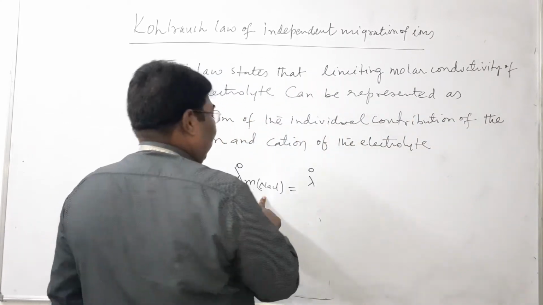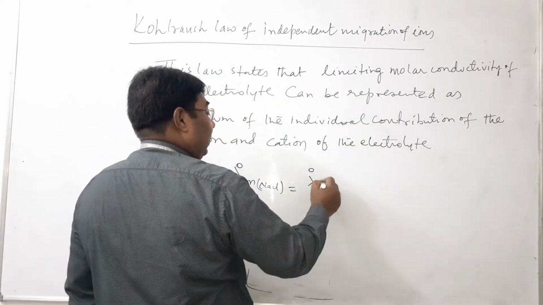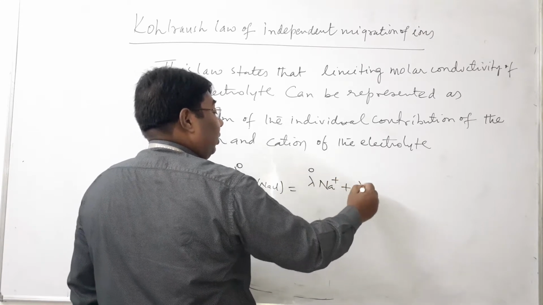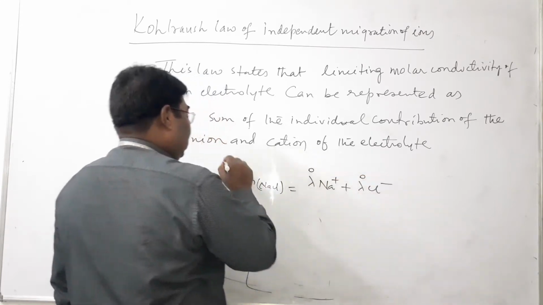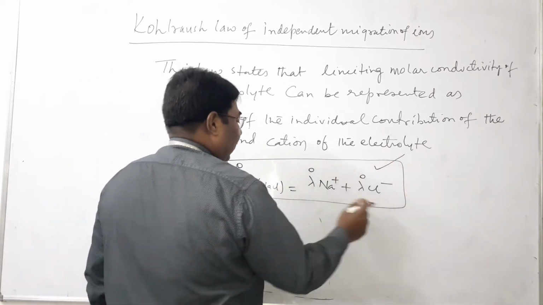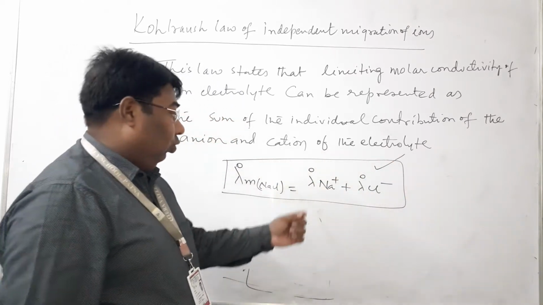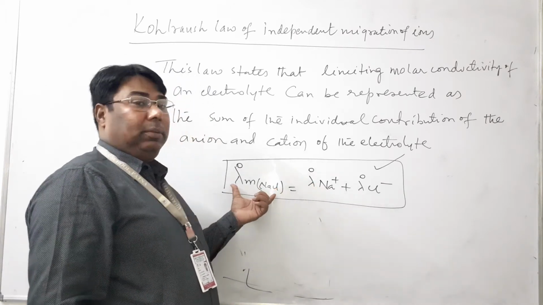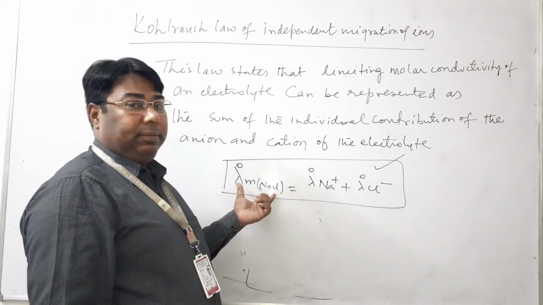Suppose that you want to find out the limiting molar conductivity of sodium chloride. Sodium chloride has two kinds of ions, the cation Na plus and the anion Cl minus. So the limiting molar conductivity of NaCl is measured in this way. The values are given and you add them to find out the limiting molar conductivity of NaCl.